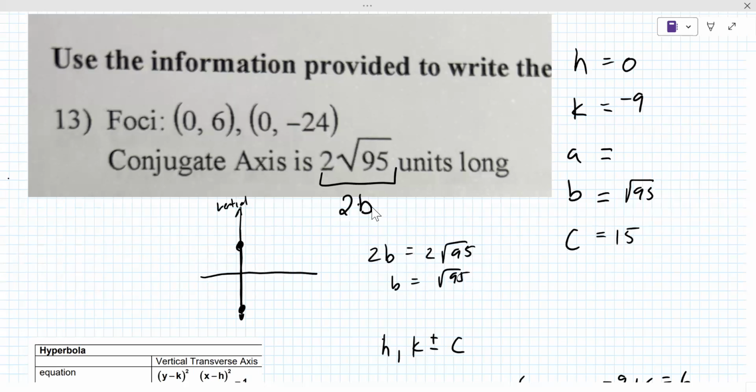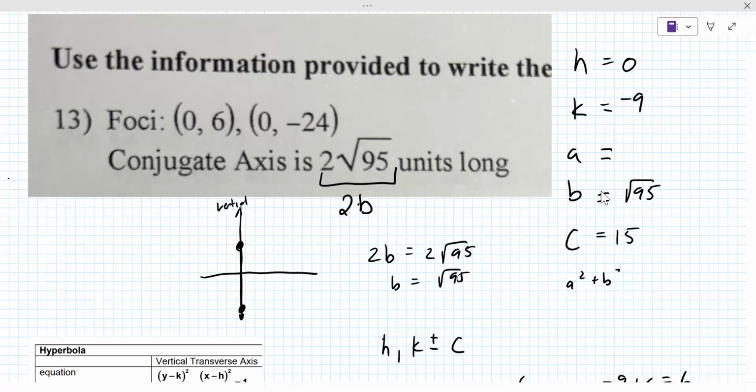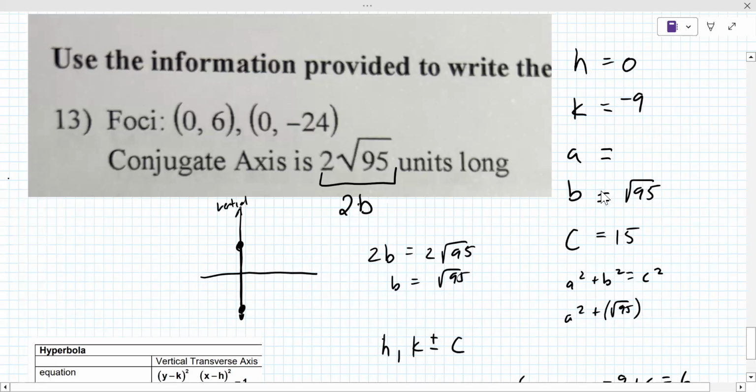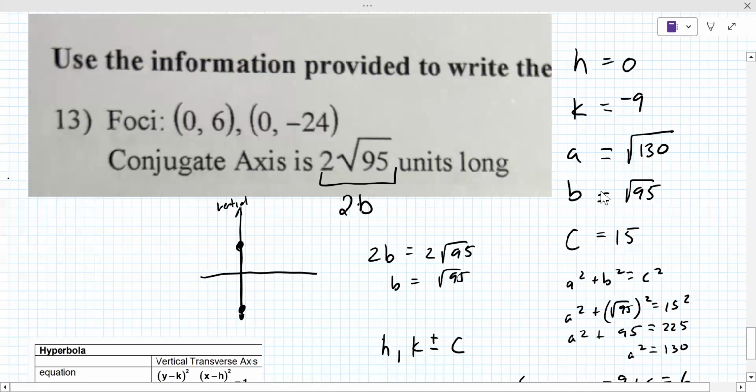And that's enough to find a. If you have two of them, b and c, you can find a. All right, so we're going to use a squared plus b squared equals c squared. A squared plus the square root of 95 squared equals 15 squared. A squared plus 95 equals 225. And then when you subtract, you get a squared equals 130. And I think that's sufficient.